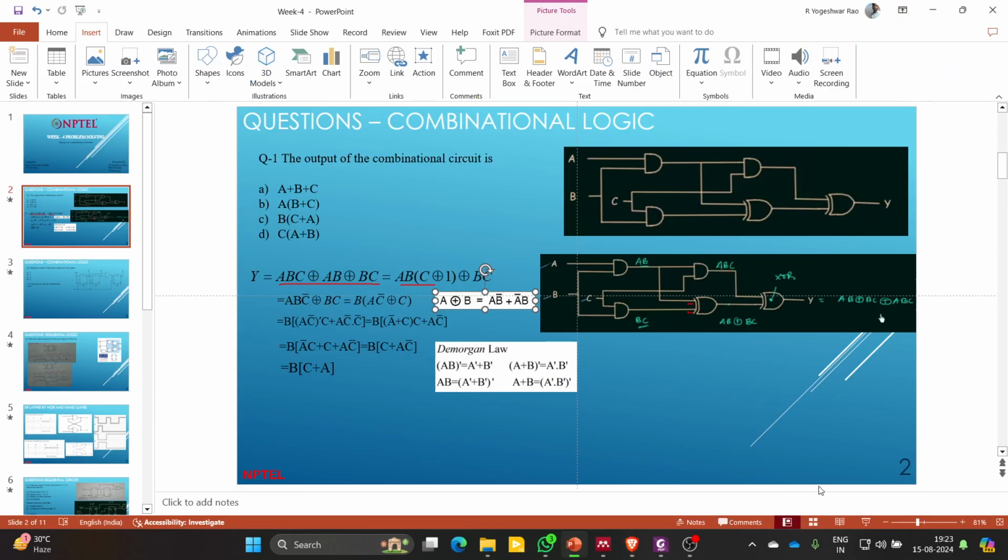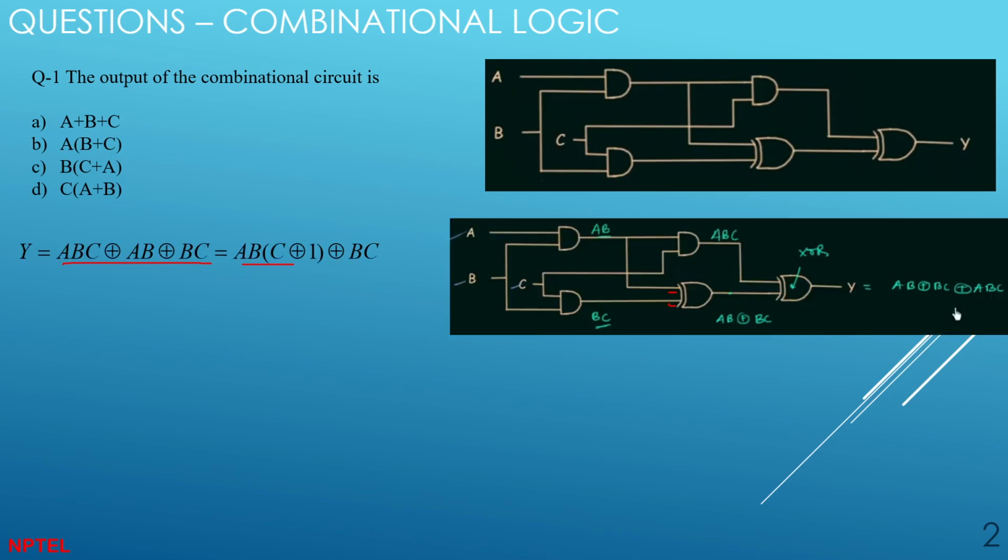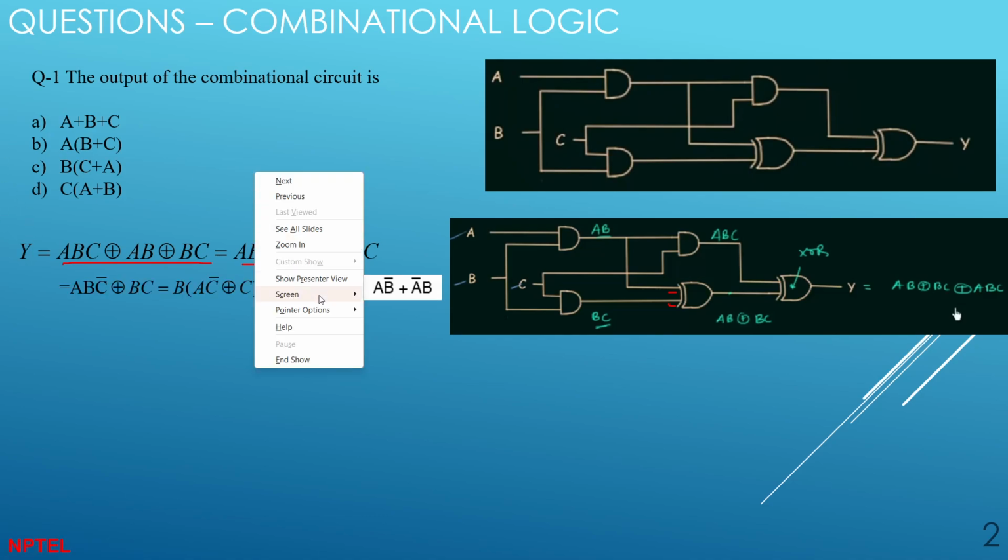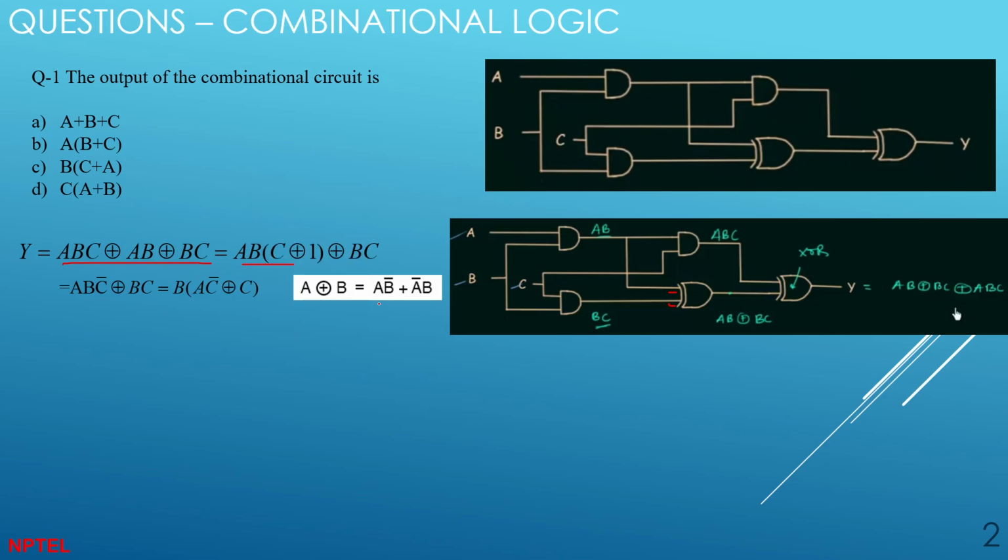So yeah, we are following some associative product. What we have done is we have taken a common AB from these two blocks, and it is C or one. Okay, and what is C or one? What you can do is use this formula.